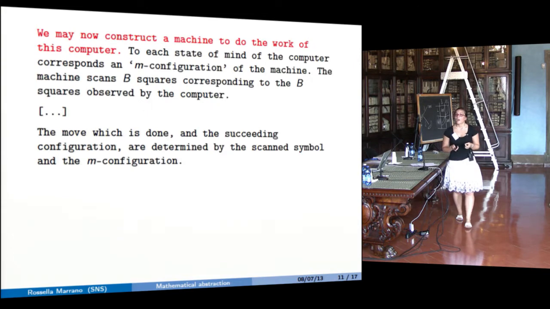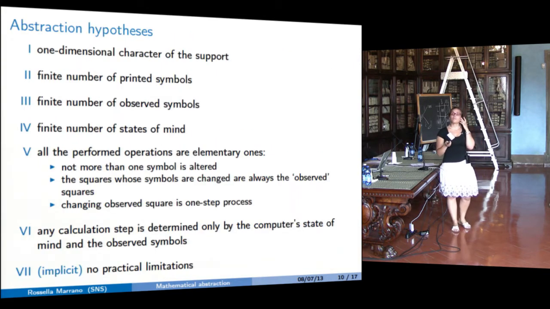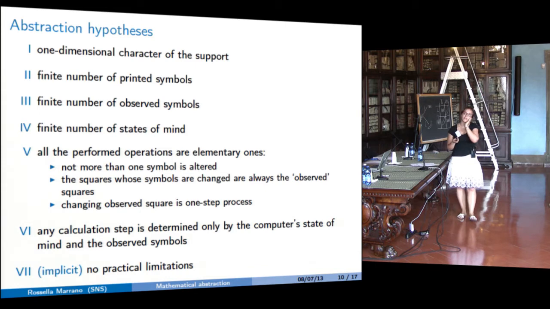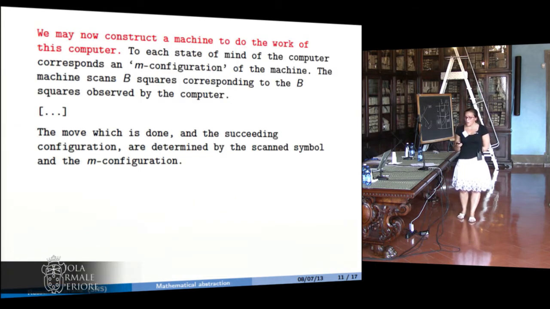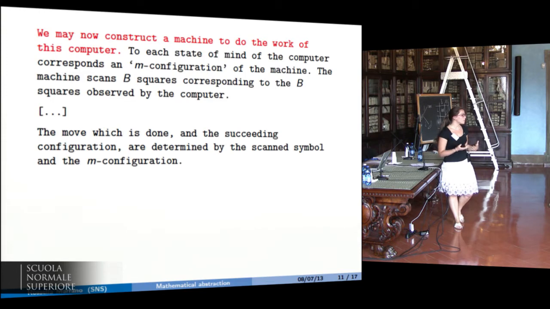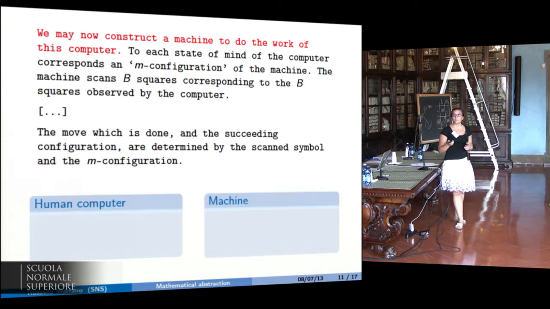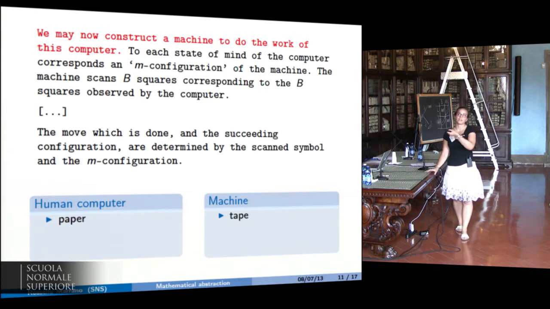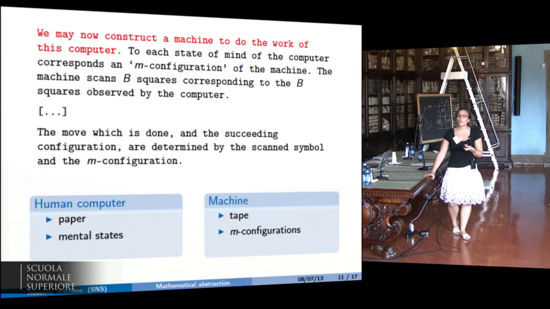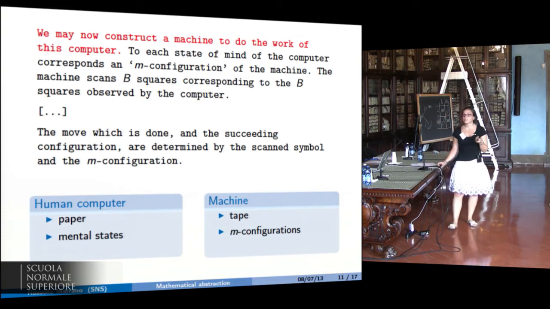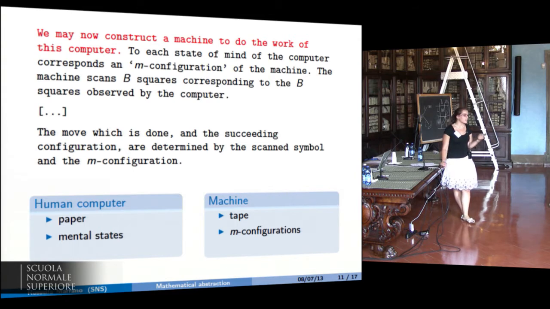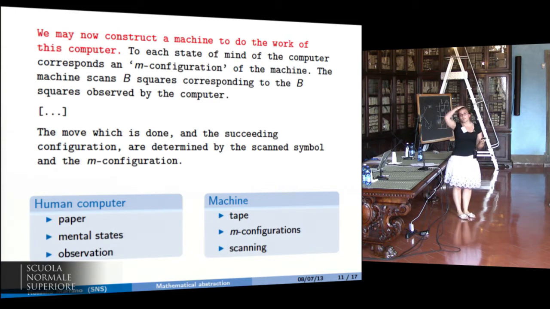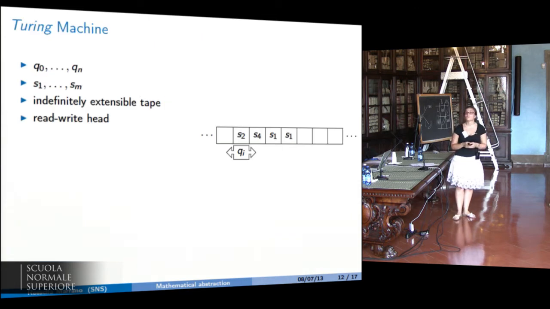Okay. And having made the problem simpler or clear by this abstraction hypothesis, we can now show that this task can be performed by a machine, by setting the following correspondence. As I was saying, the paper corresponds to a tape. The mental states correspond to configurations or states of the machine, and the act of observing a square is substituted by the act of scanning a square on the tape.